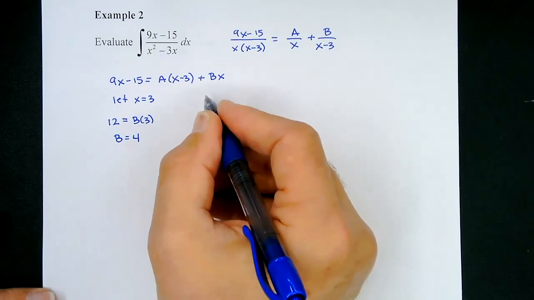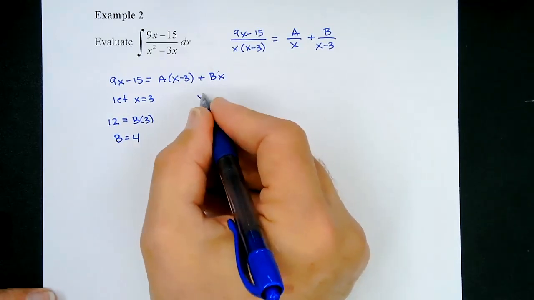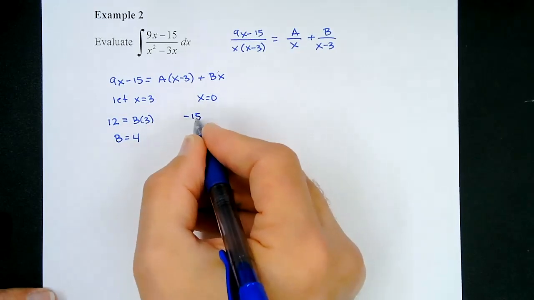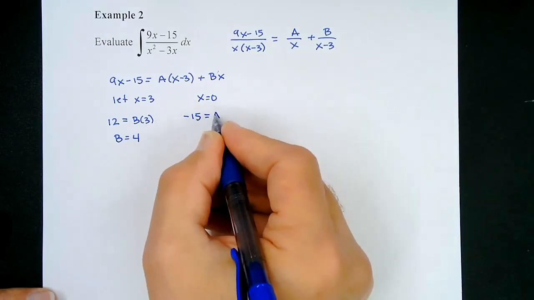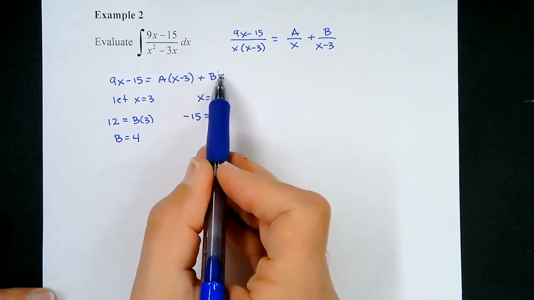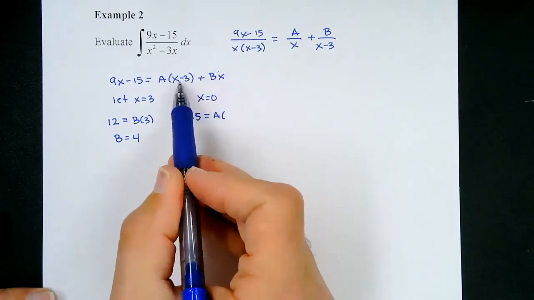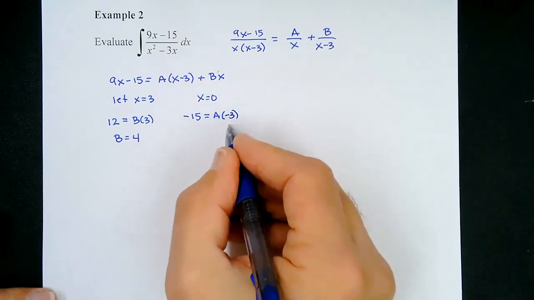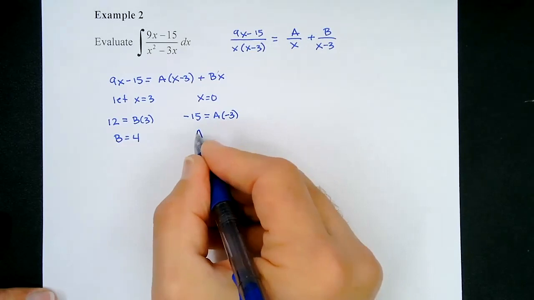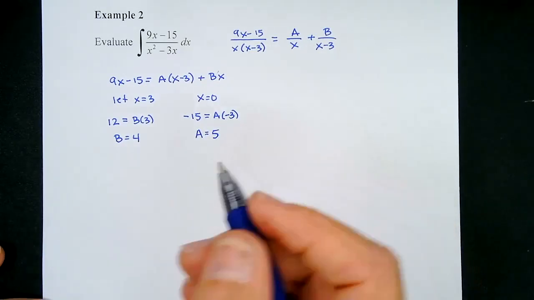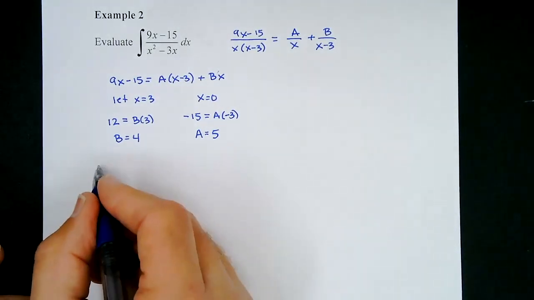And then to get the a, we're going to let x equal 0. And if x was 0, then we wind up with negative 15 is equal to a times, and if x is 0, then this would be negative 3, and this would be 0, and this one's going to drop out. So we're going to be left with a times negative 3, which means if we divide both sides by negative 3, a is 5. All right, so this whole thing boils down to this.